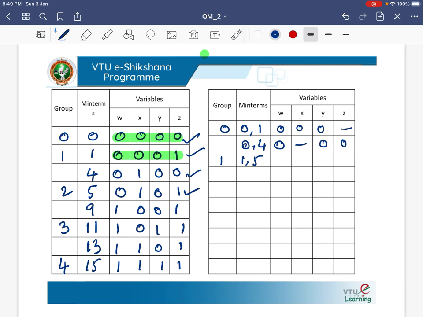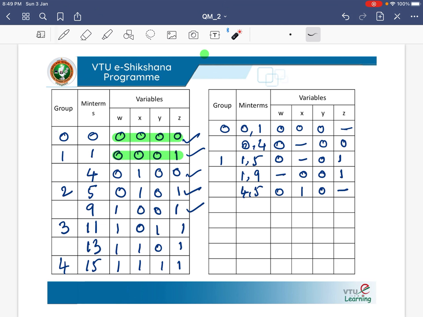And 5 has to be tick marked. And we get it as 0, dash, 0, 1. Similarly, 1 and 9 can be combined. We get it as dash, 0, 0, 1. And 9 has to be tick marked. Next, 4 and 5 can be combined: 0, 1, 0 and dash. 4 and 5 are already tick marked.